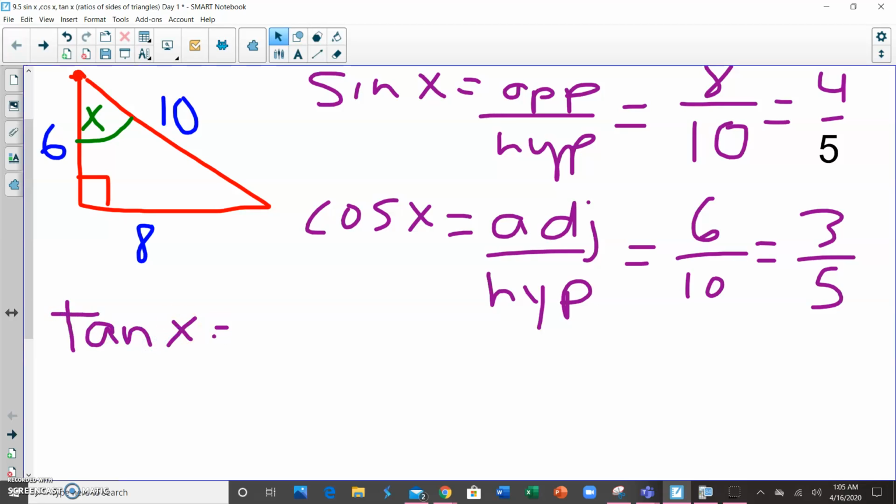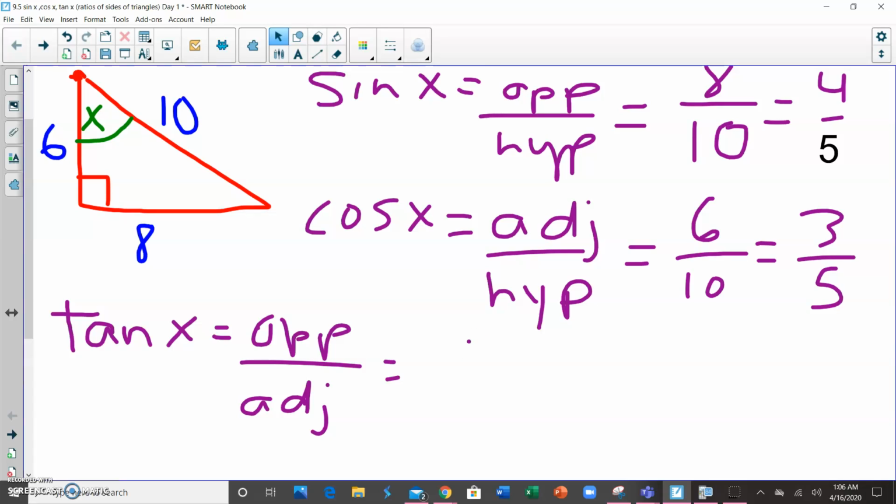The tangent of the angle x, so x stands for the angle, is going to be opposite divided by adjacent. All right, so what is opposite? Opposite of angle x, we already talked about that, is 8. And the adjacent of angle x, we already talked about that, was 6. And that would reduce down to 4/3. Okay, so that would be your 3 answers for this problem.